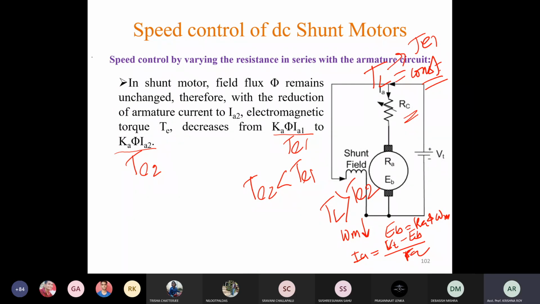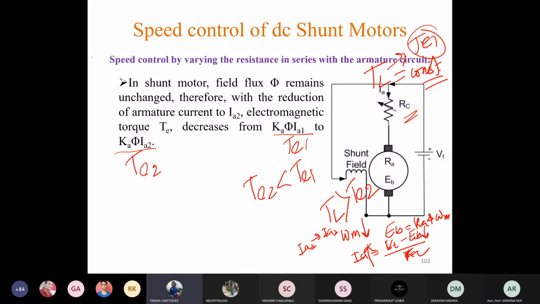What happens to current if EB reduces? Sir, it increases. Yes. Now current cannot increase infinitely. It will increase to such a value that the developed torque increases to get a stable operating point. So this current will go back from IA2 to IA1 because it has to develop this TE1 amount of torque. In this way the armature current remains the same. You got my point?